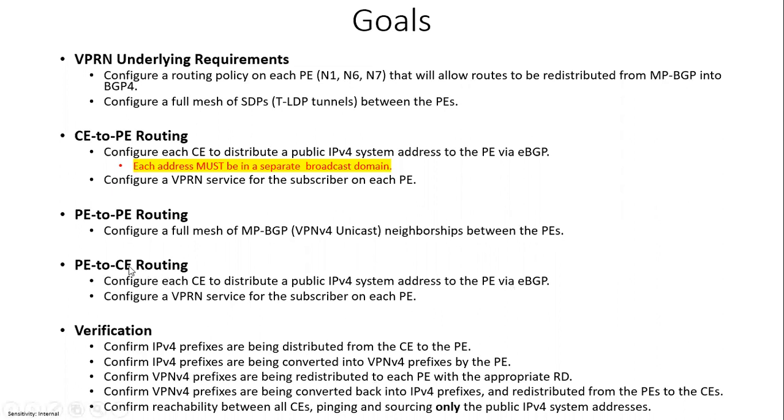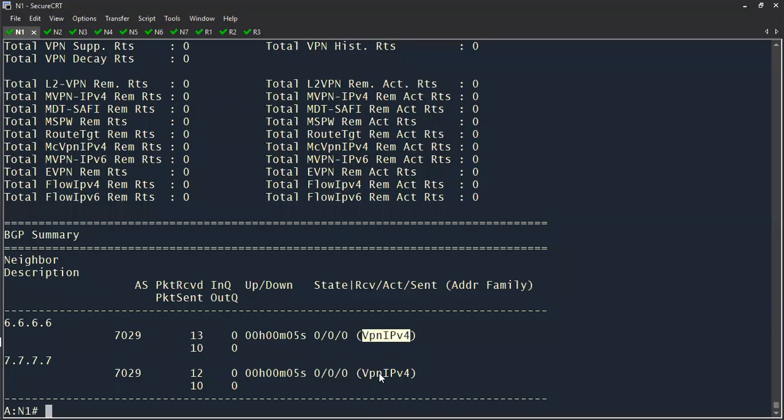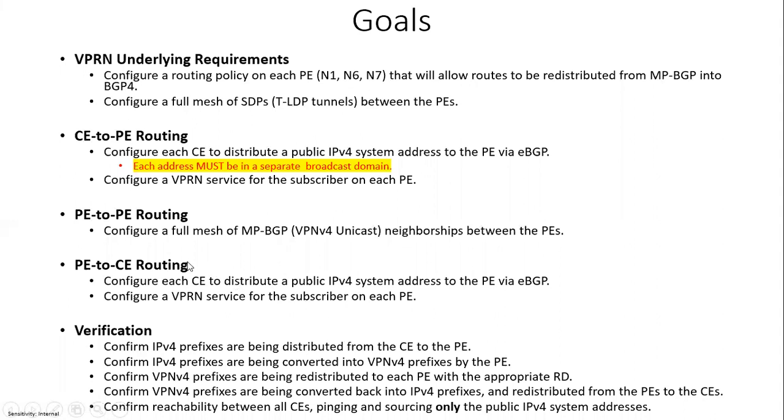First confirm. Oh, and by the way, our PE to PE routing, first of all, we've got that out of the way. We've got VPN IPv4 neighborships between each of our PE routers. So our PE to CE routing: configure each CE to distribute a public IPv4 system address to the PE via eBGP.